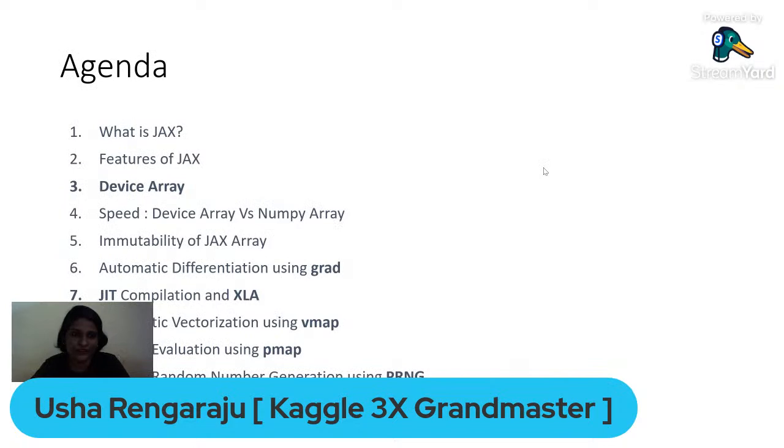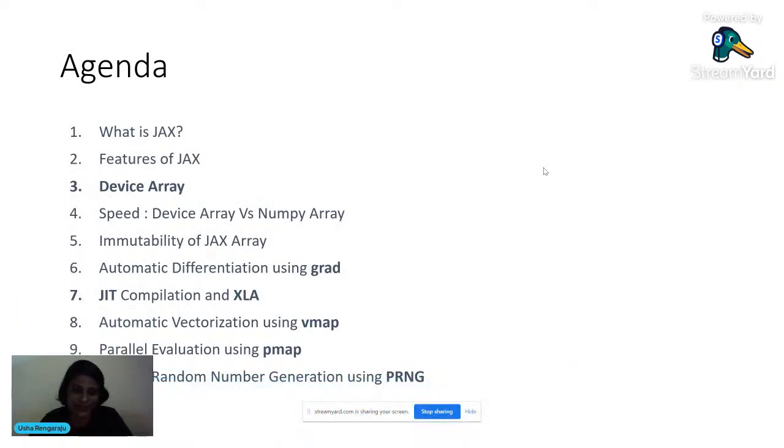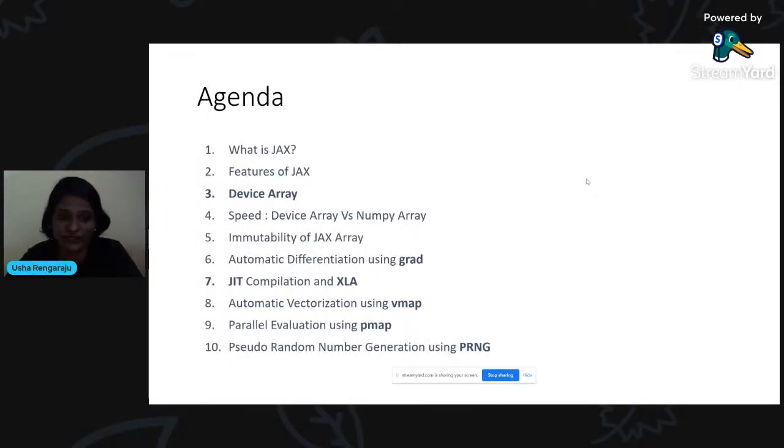So, what are we covering today? We are going to cover what is JAX, and we're also going to cover the features of JAX. We'll be covering the most important component of JAX, which is the device array. We'll see the comparison of speed between device array and NumPy array. JAX also differs a lot from its counterpart NumPy in a few important features like immutability, so we'll discuss what is different in JAX, particularly about immutability.